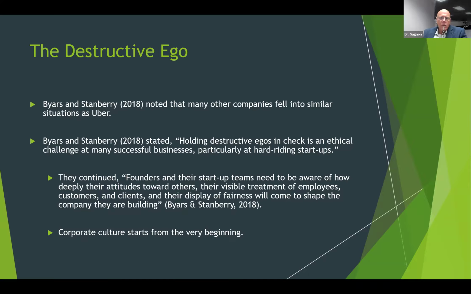The textbook stated, holding destructive egos in check is an ethical challenge at many successful businesses, particularly at hard-driving startups. So when you're starting up a business, it takes a lot of hours and a lot of dedication. Now, I'm going to tell you right now, if I'm going to do a startup, I'm going to be motivated. I'm going to be gung-ho. I'm going to sleep in the office from time to time. I'm going to work 12, 14-hour days.